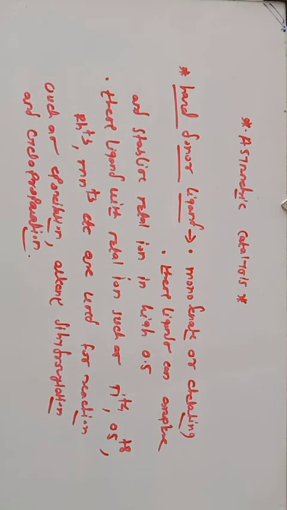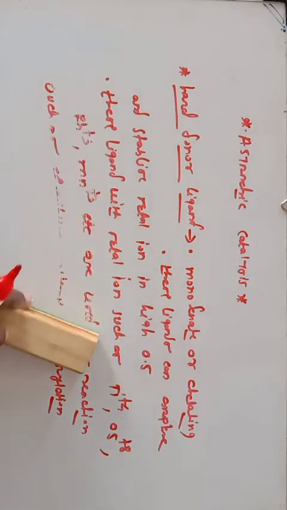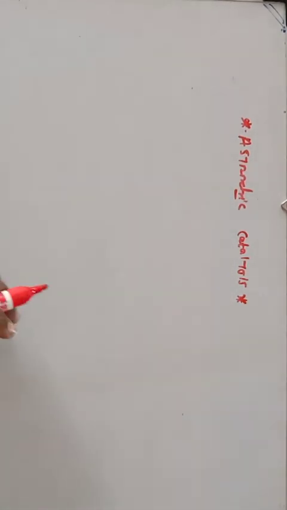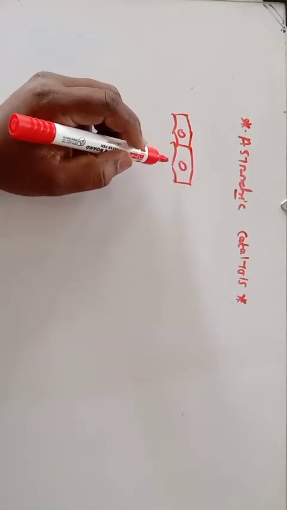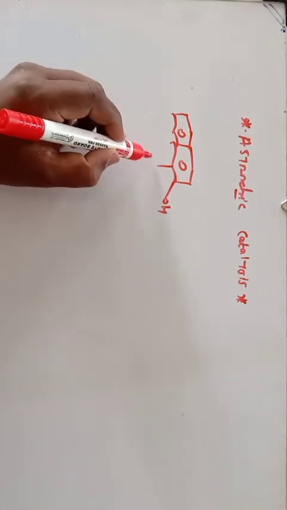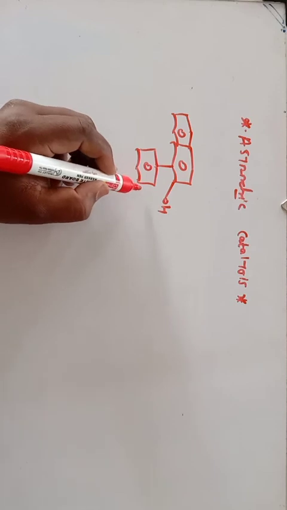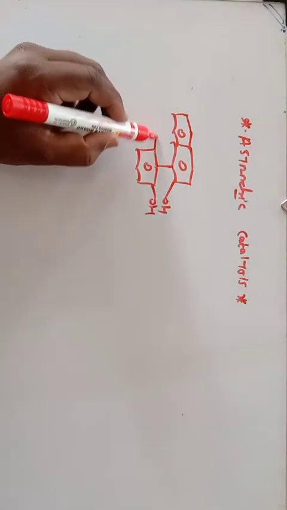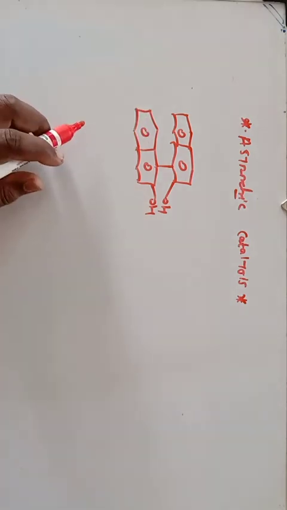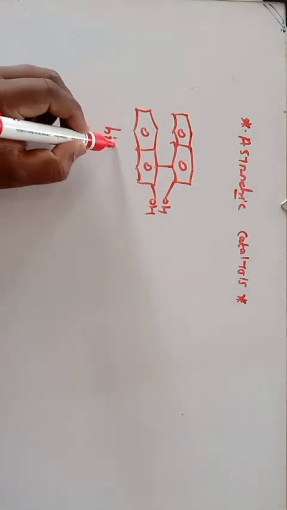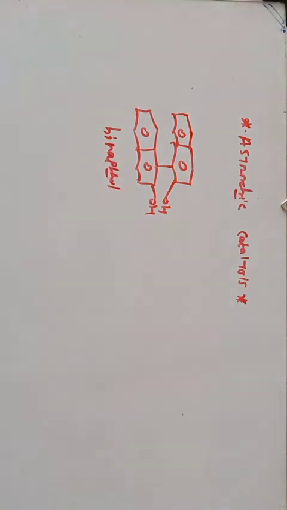So, if we see the examples of these ligands, at least you should know the structure of this ligand. So, let's discuss these ligands. The first one, we are very much familiar with this ligand, this is your binaphthol. If you consider this binaphthol, it is a chiral ligand.